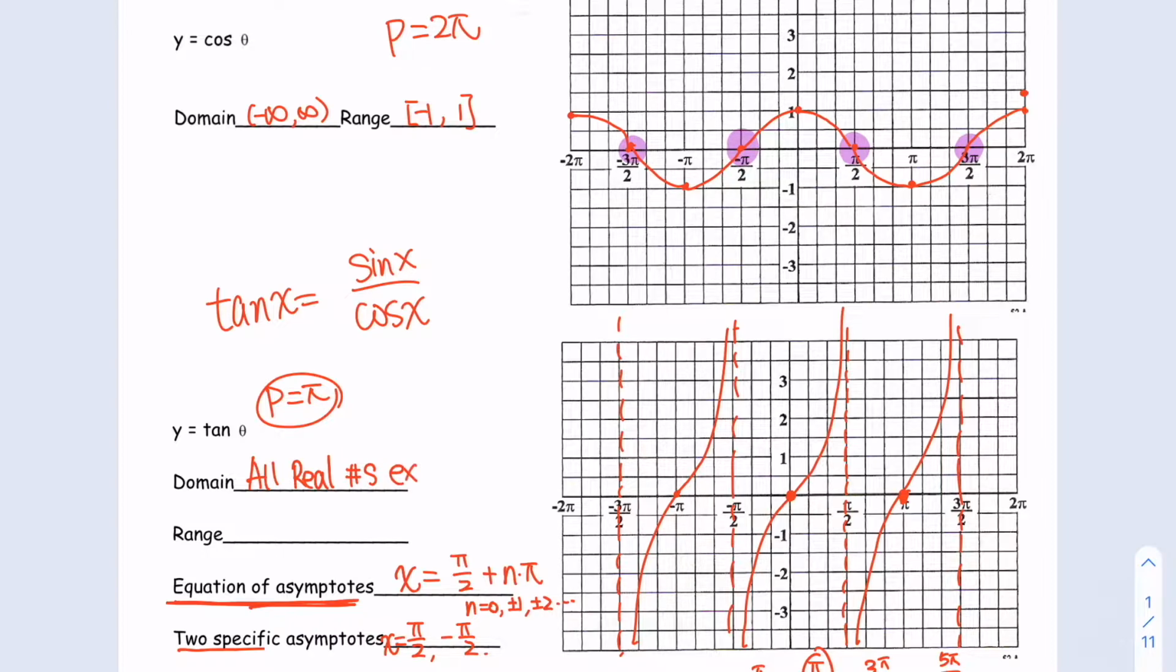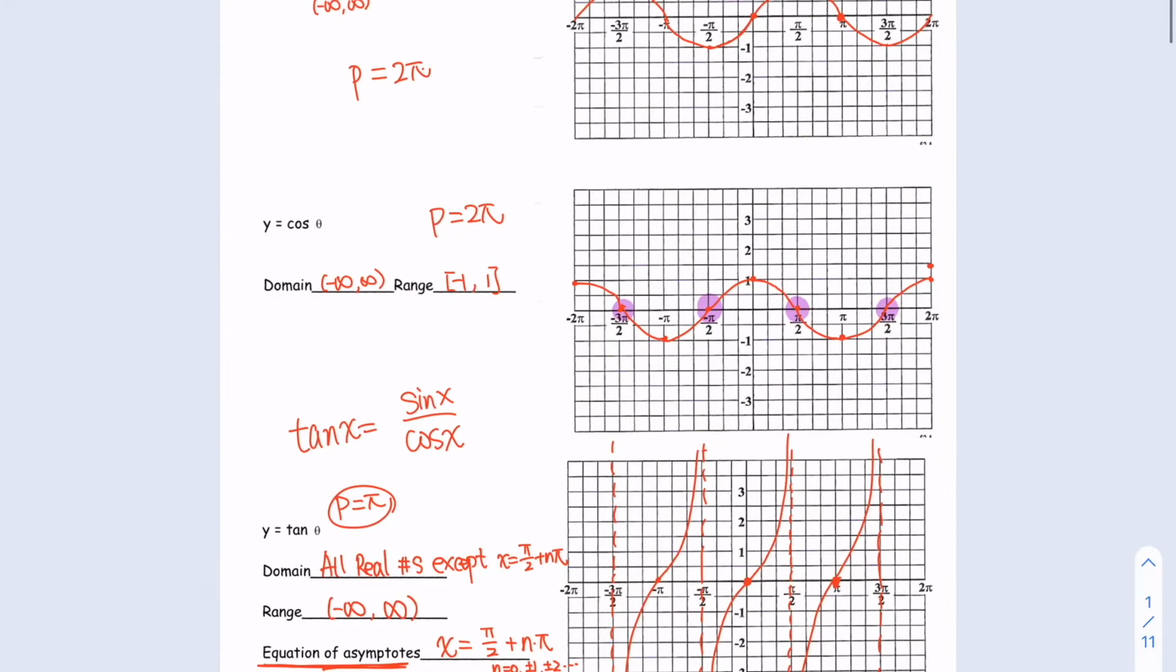So the domain will be all real numbers except x equals these asymptotes. And the range, if you look at the y value, will be from -infinity to +infinity. So all the trig functions are periodic functions. That means after a certain amount, the graph will repeat itself.